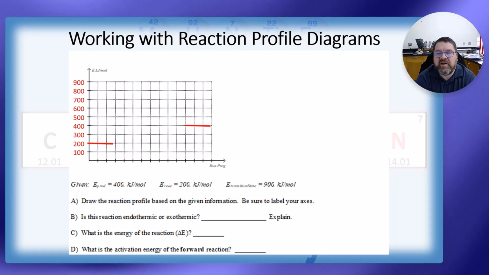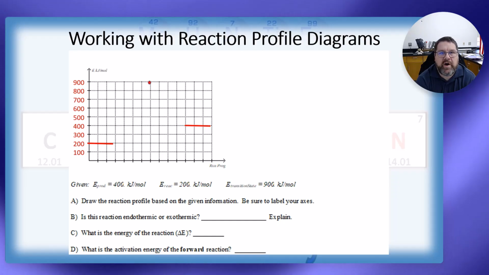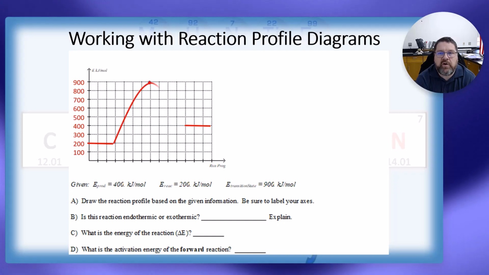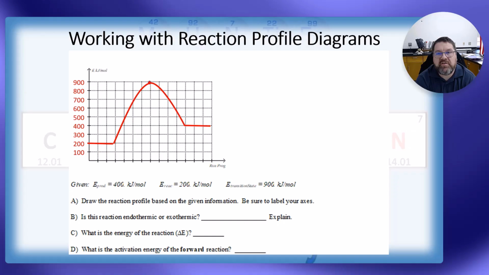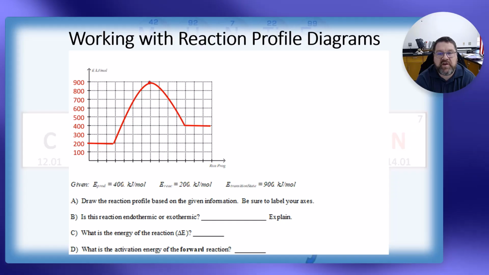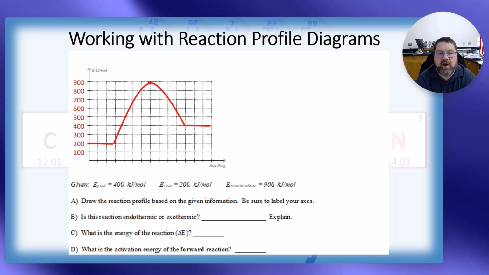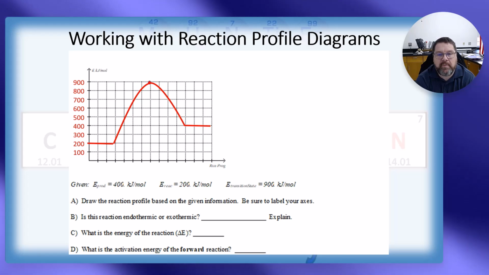Our transition state is at 900 kilojoules per mole. So this point right here is going to be where that hill peaks, if you will. So then we draw a smooth curve going from the reactant energy level to the product energy level, passing through that transition state point. And so there would be your reaction profile diagram that satisfies part A here.